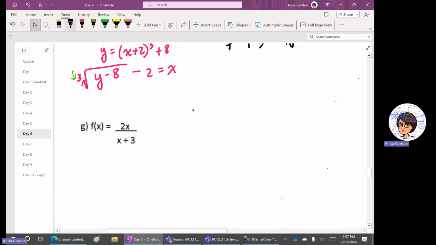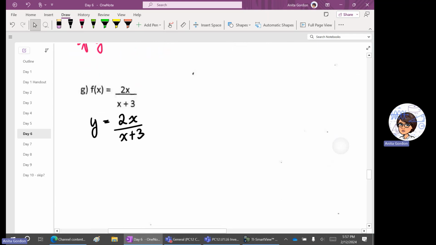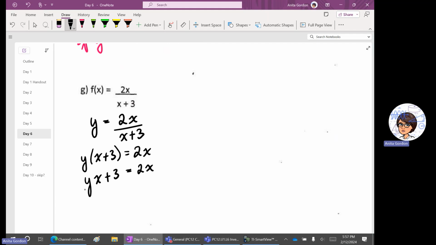And the last one, oh, this one is yucky. y equals 2x over x plus 3. I have x's in 2 spots here. This is going to be gross. Let's try. y times x plus 3 equals 2x. I'm going to distribute this: yx plus 3 equals 2x. Let's bring everything to the same side: yx minus 2x plus 3 equals 0.